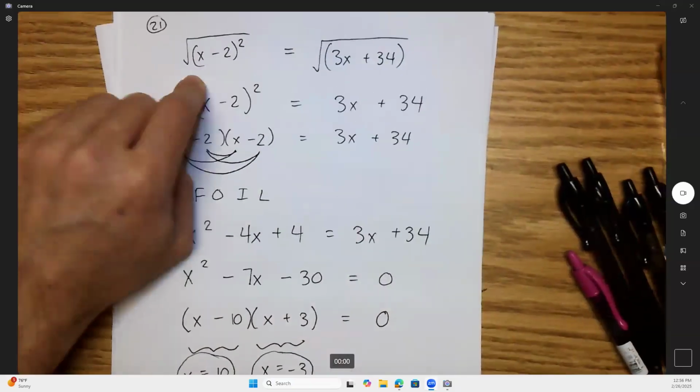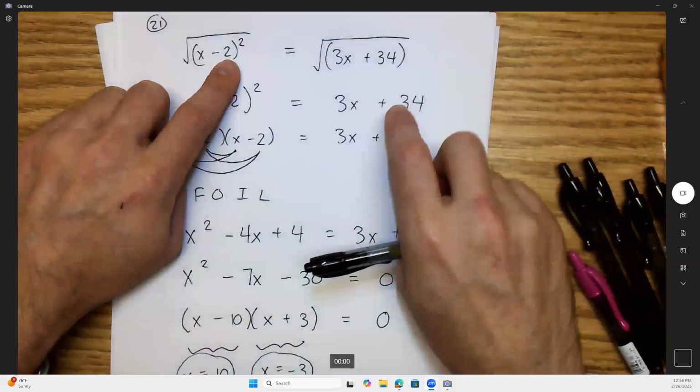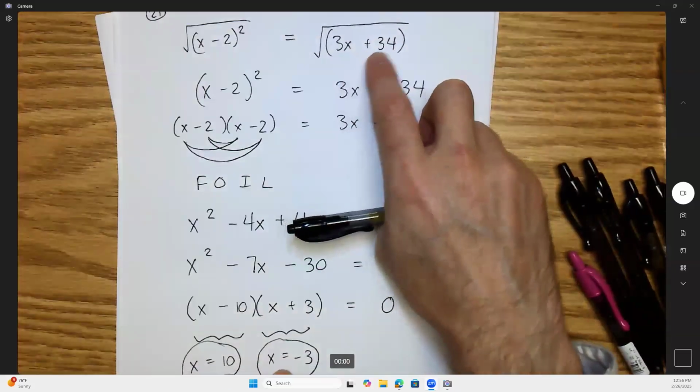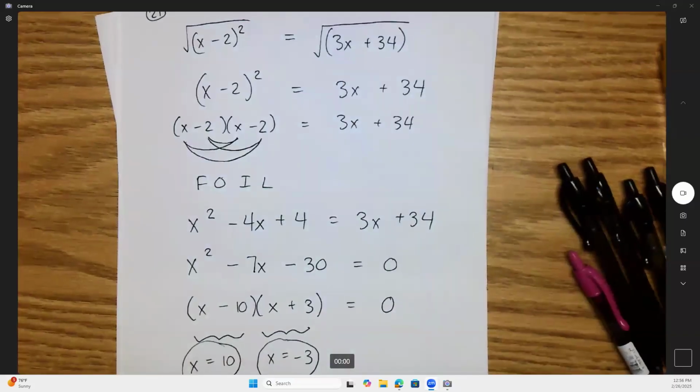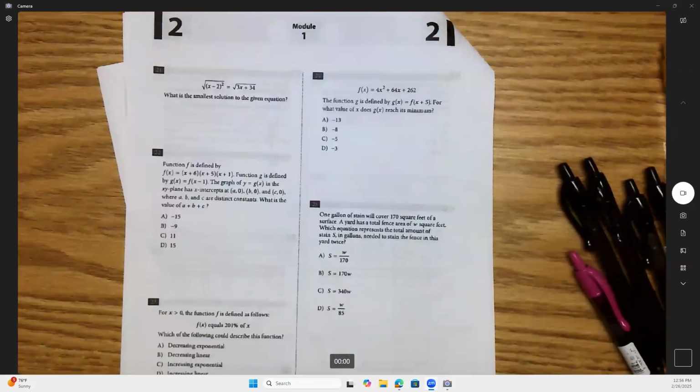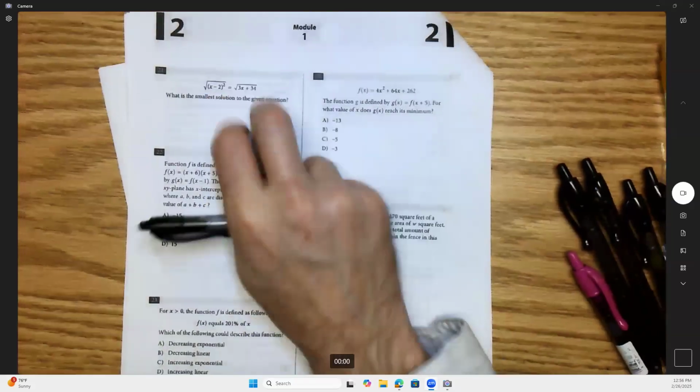Aha. Okay. Now, if you run the numbers, they're both okay. This one on the left is definitely okay because it's being squared. You can't get a negative under that. Right. This one on the right, whether I plug in 10 or -3, both times I get the square root of a positive. So we're okay. So back to the packet then. What answer are they looking for on number 21?